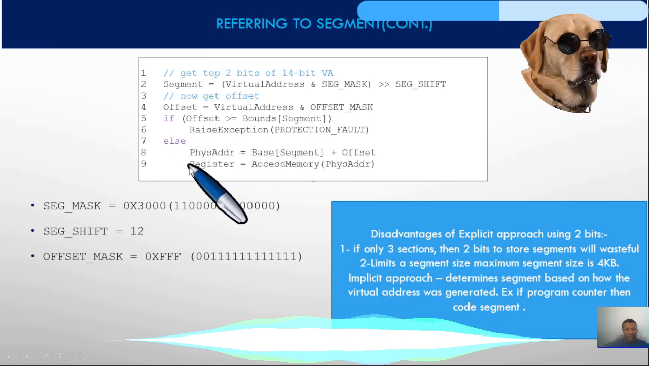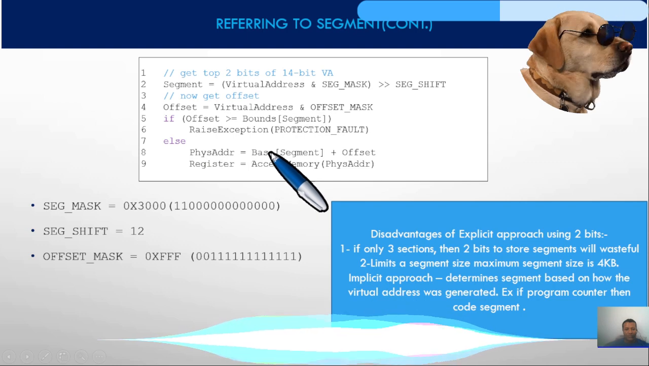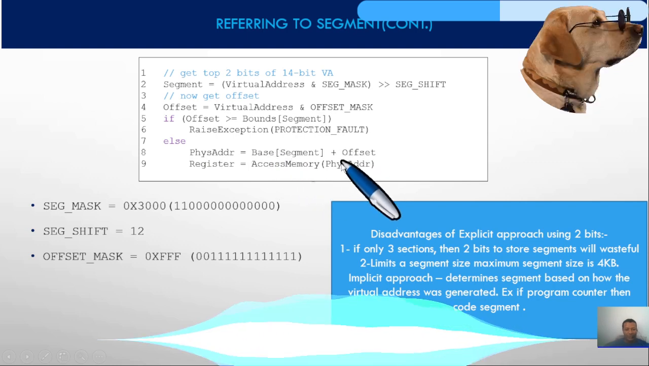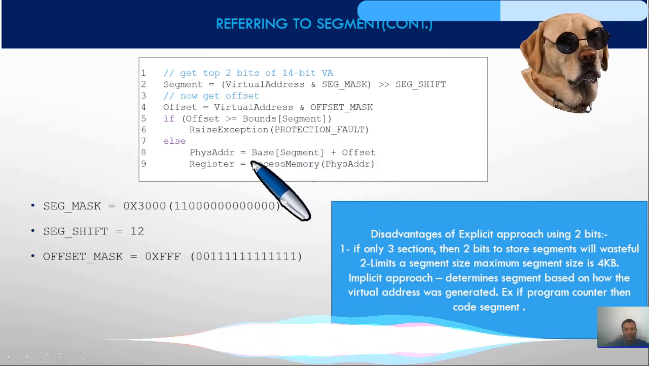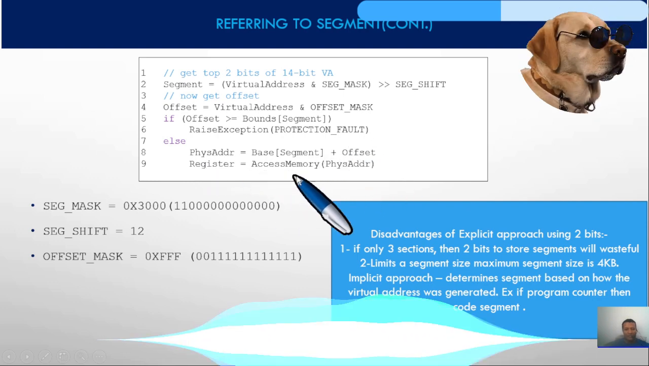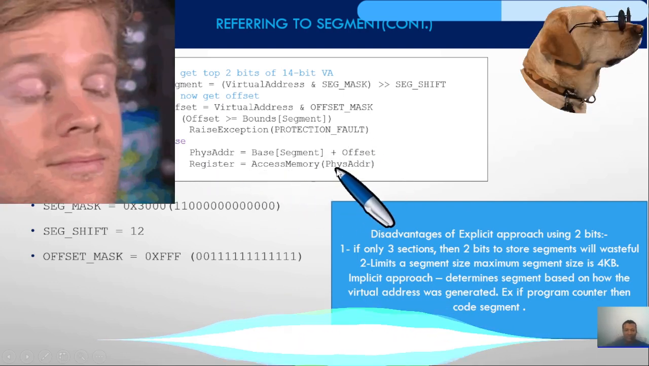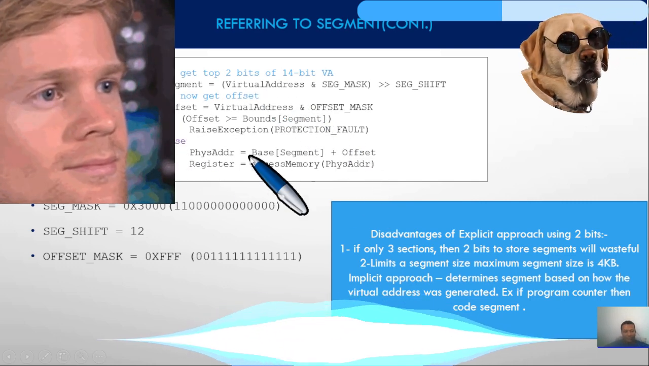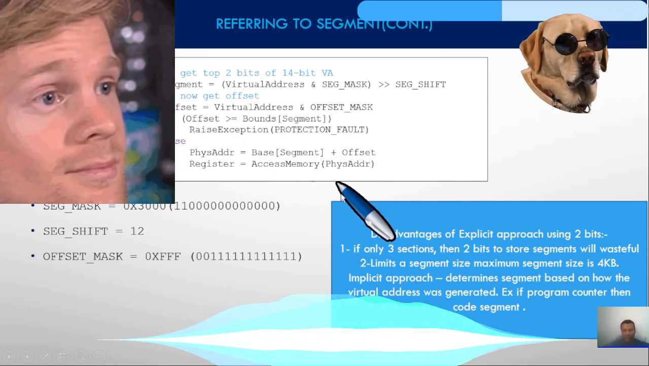Or else, the physical address will be the base of the segment plus the offset. We have the base, then the offset, then the register will access memory from the physical address. So this is a simple code in our textbook.